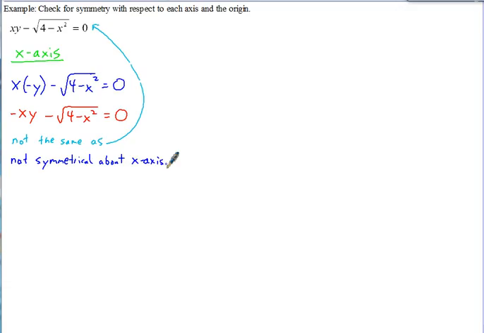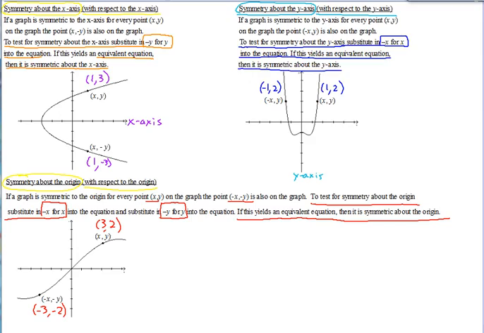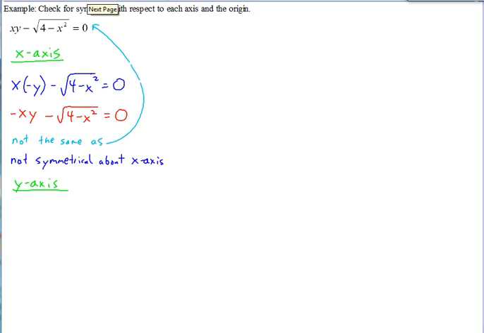All right, now let's check for the y-axis. For the y-axis, remember, what has to be true is we substitute negative x for x, and the y should stay the same. So the equation should stay the same. If we replace wherever there's an x, we replace it with negative x. So let's go ahead and do that.